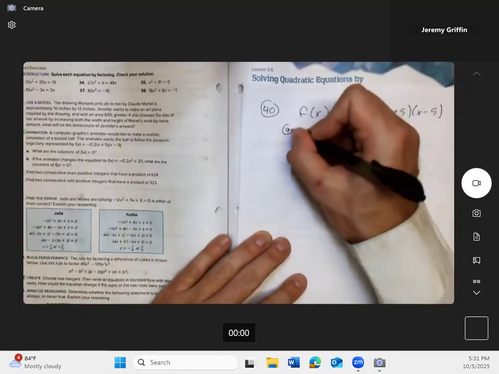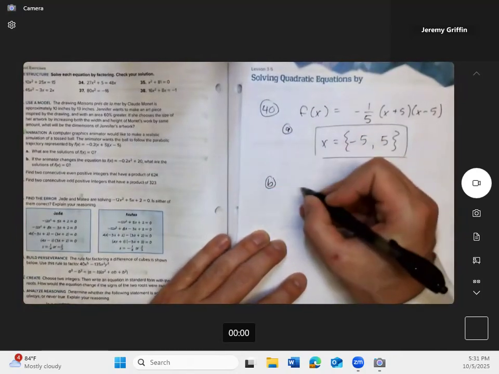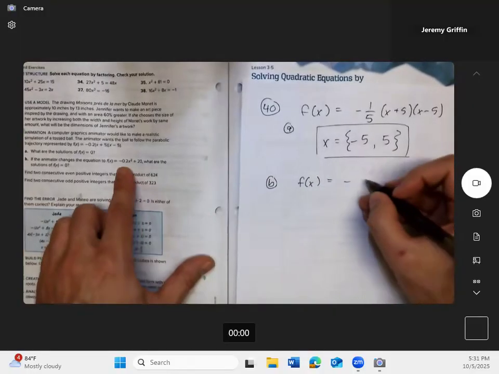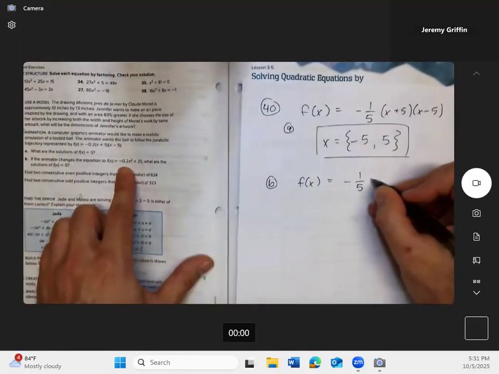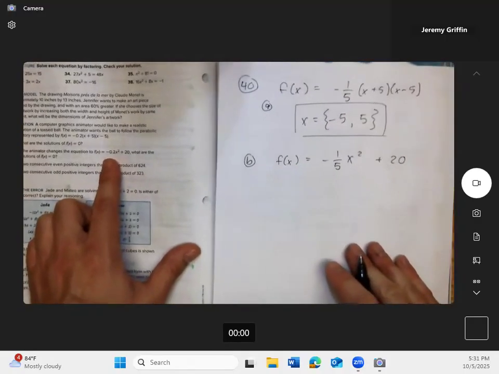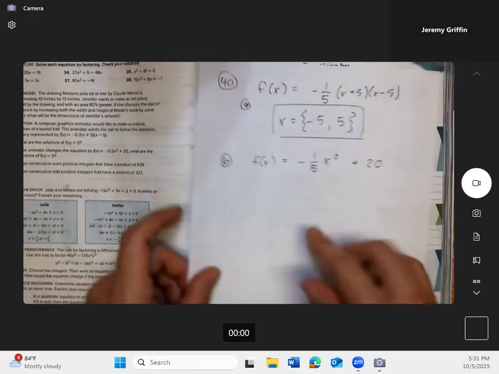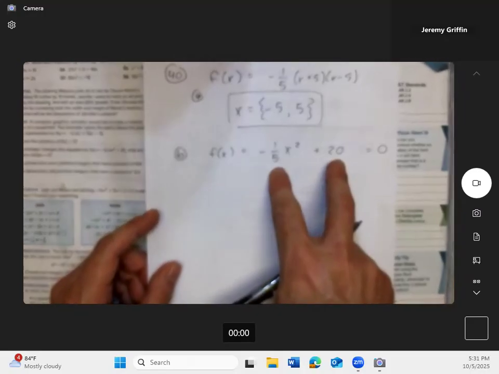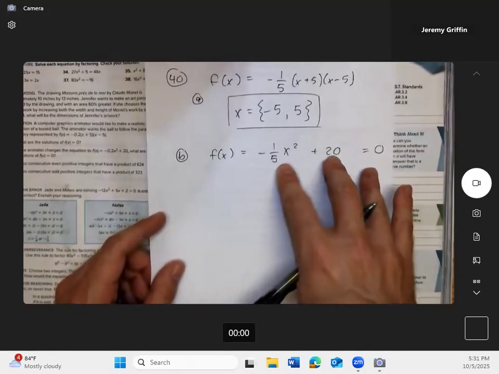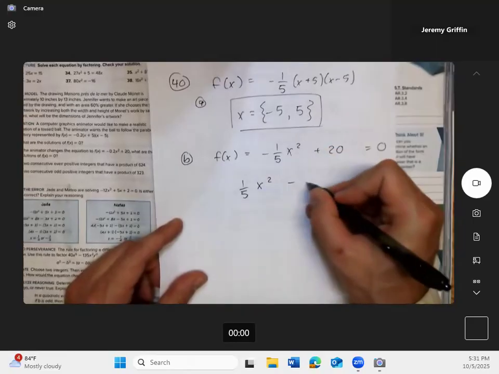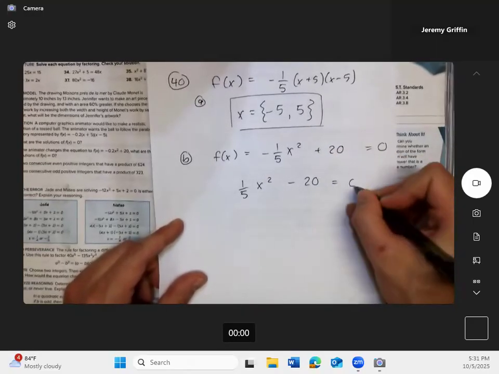So that was question A. Now we're on question B. We're going to change it to f of x equals negative 1 over 5 times x squared plus 20. Now what? Well, we're looking for where it's equal to 0, because that's the question. I could multiply both sides by negative 1, and that would give me 1/5 x squared minus 20 equals negative 0, which is just 0.